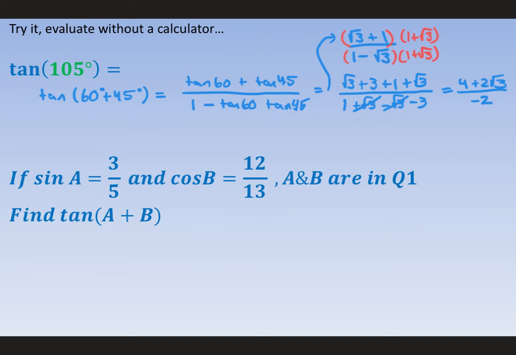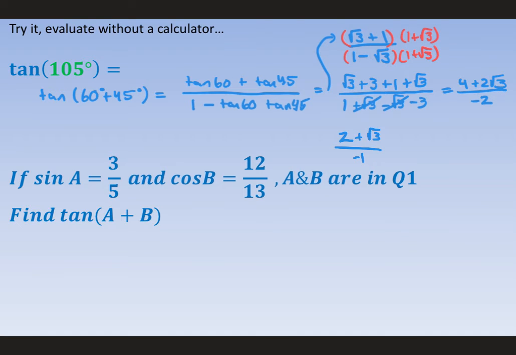So what we end up with looks like it could be a final answer, but there is just a tiny bit more simplifying to do. If you look, all of the coefficients, the 4, the 2, and the negative 2, are all divisible by 2. So we'll divide those all by 2, and then we'll almost be there. 4 divided by 2 is 2. 2 root 3 divided by 2 is root 3. Negative 2 divided by 2 is negative 1.